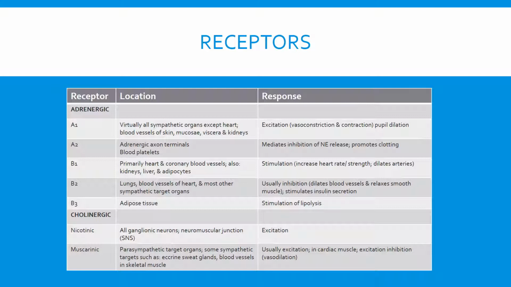Cholinergic fibers have 2 receptors, nicotinic and muscarinic. Nicotinic stimulates sympathetic effects and muscarinic enhances parasympathetic activity.